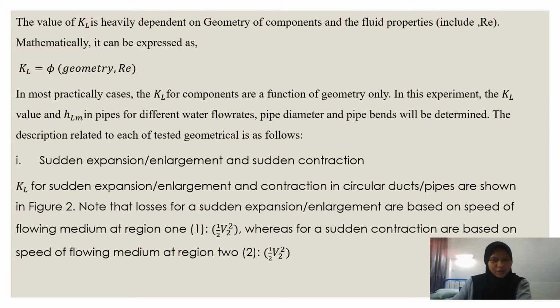In this experiment, the KL value and the HLM in pipes for different water flow rates, pipe diameters, and pipe bends will be determined. The description related to each of the test geometries is as follows. First, sudden expansion or enlargement and sudden contraction. For the next slide, we have the figure that shows the loss coefficient of flow through sudden area change.